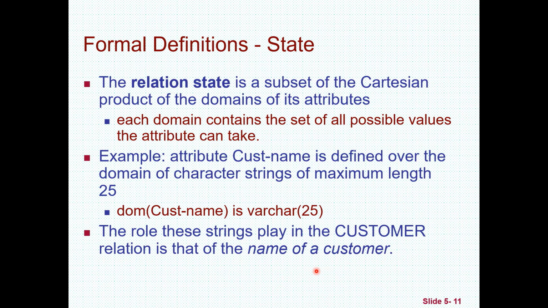The relation state is a subset of the Cartesian product of the domains of its attributes. That means each domain contains the set of all possible values the attribute can take.